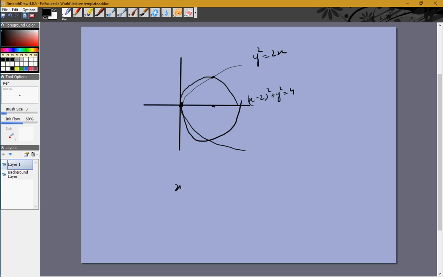So we can just put (x minus 2) whole squared plus y squared, which is 2x, is equal to 4. x squared minus 4x plus 2x, or minus 2x, is equal to 0. x is equal to 0 or 2. x is equal to 0 we know is this point, right, which gives us y is equal to 0 as well, and x is equal to 2 gives us y is equal to 2, so (2, 2).